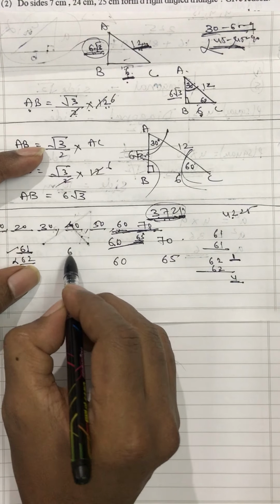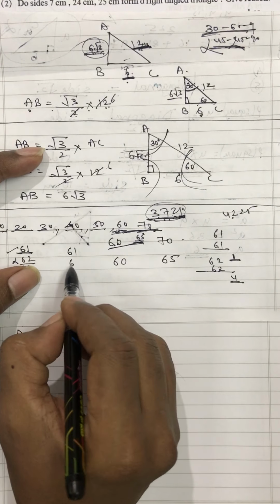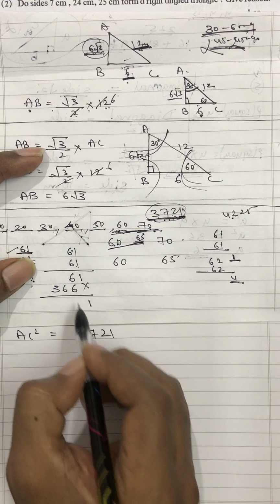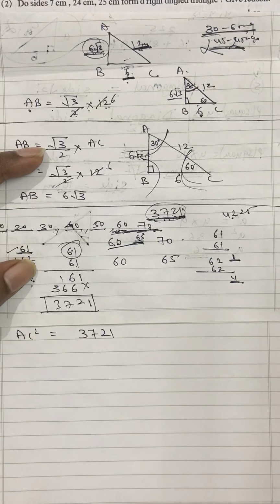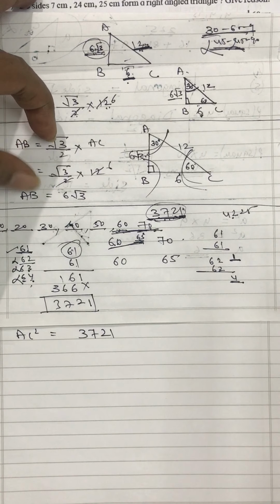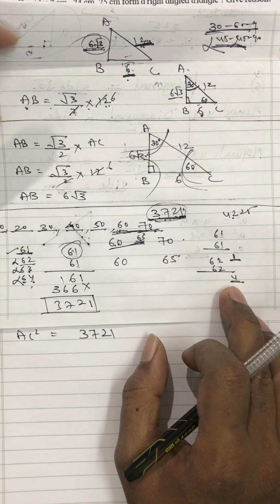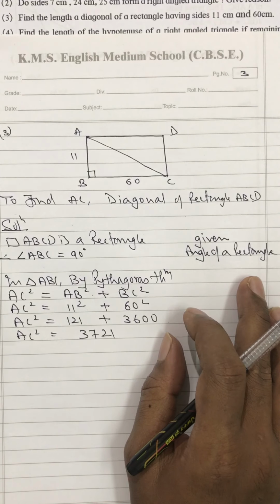61 I should try. 61 into 61. 1 1 is 1. 6 1s are 6. 6 6s are 36. 1, 6 plus 6 is 12, 7, 3. Yes. So 61 is my right square root. See, this is a very nice technique, my dear students. Try to master this. Try doing this.